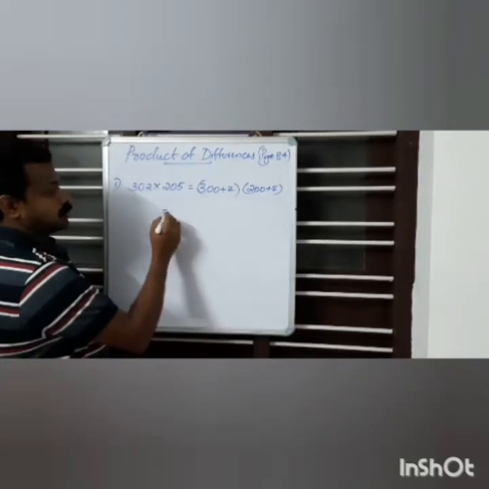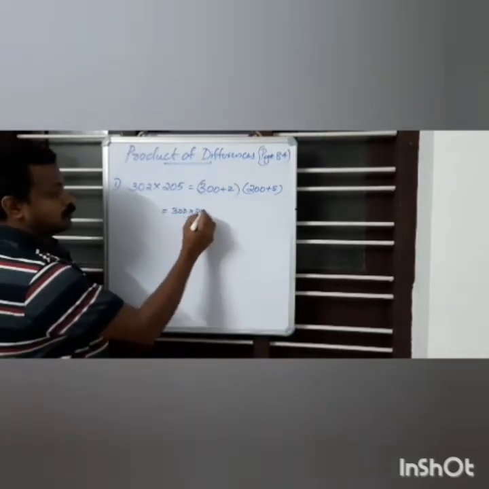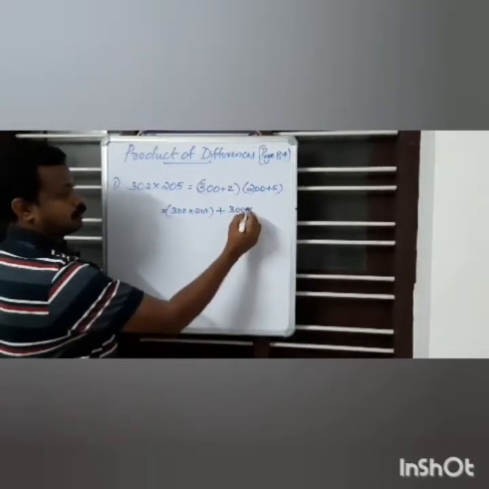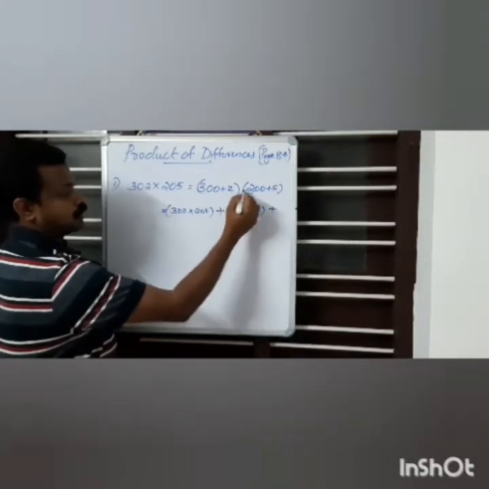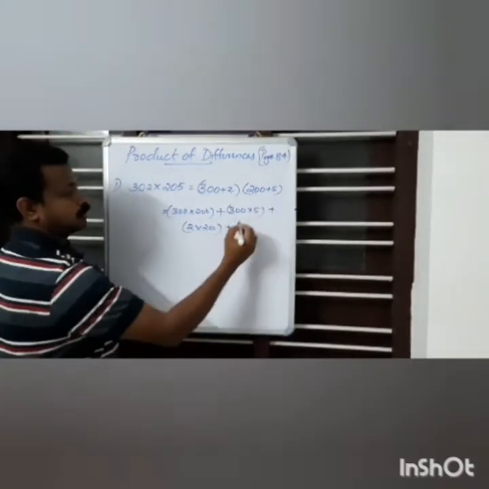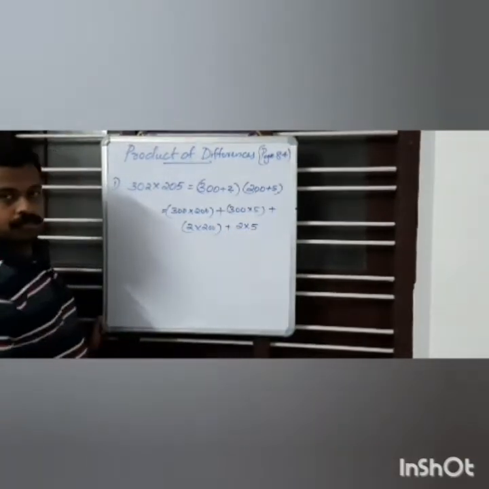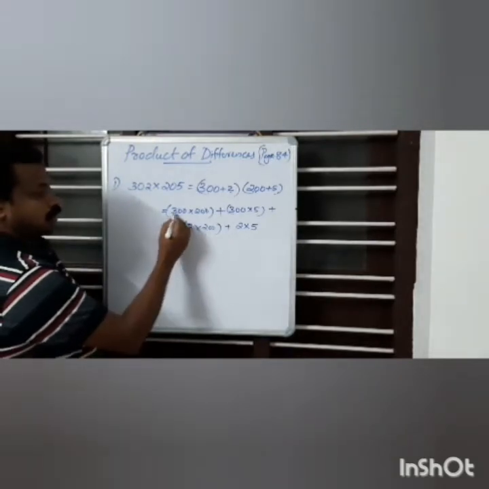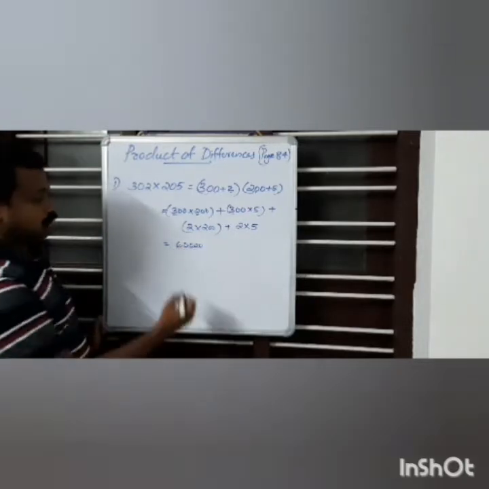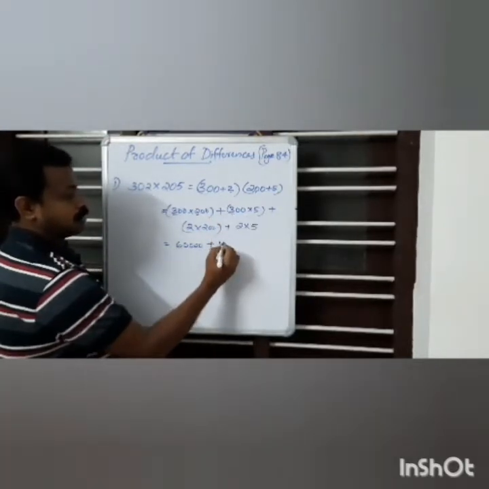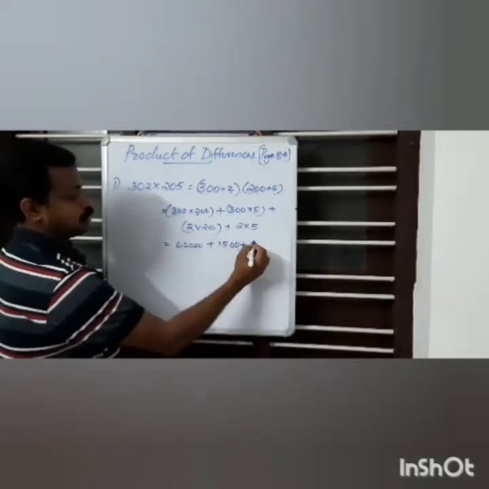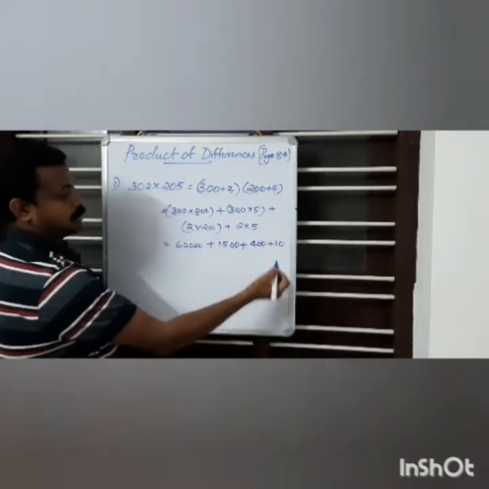300 into 200, plus 300 into 5, plus 2 into 200, plus 2 into 5. So what is this one? 3 into 2 is 6. How many zeros? 4 zeros are there. Plus 3 into 5, 15 after 2 zeros. Plus 2 into 2 is 4, 400 plus 10.